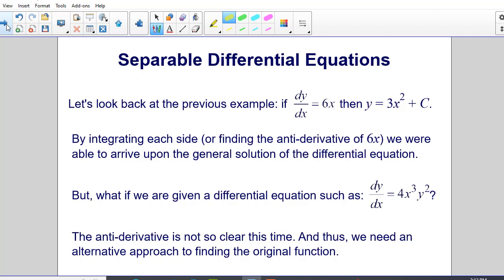But what if we're given a differential equation such as dy/dx is equal to 4x cubed y squared? We now have a function in terms of both x and y. The antiderivative is not so clear this time, and thus we need an alternate approach to finding the original function.